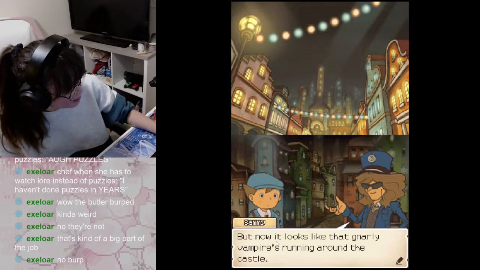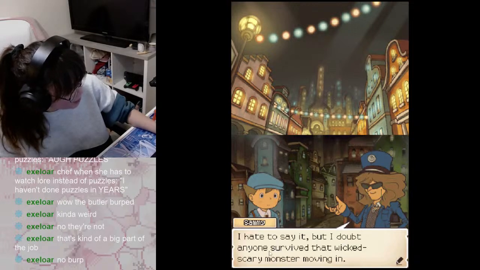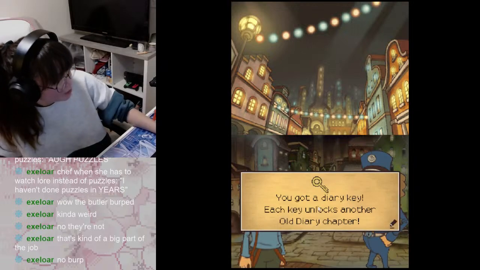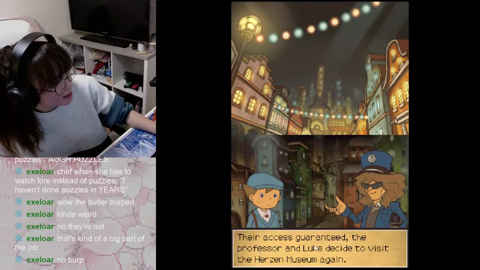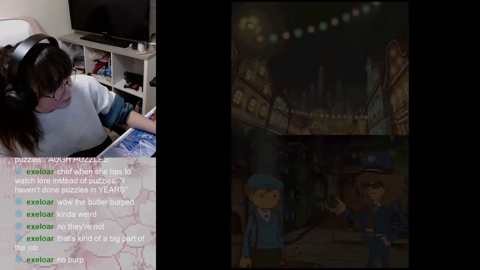But now it looks like that gnarly vampire's running around the castle. I hate to say it, but I doubt anyone survived that wicked, scary monster moving in. Diary key! Nice. Their access guaranteed, the professor and Luke decide to visit the Herzen Museum again.